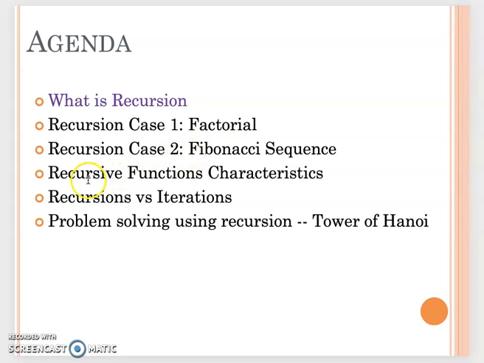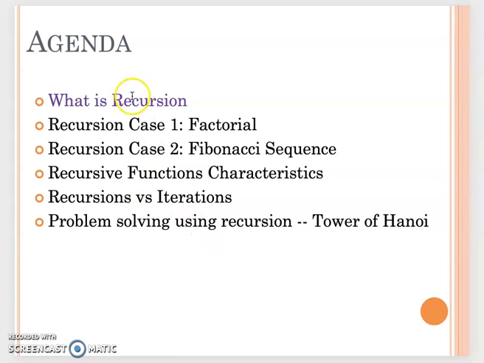So in Wednesday's class, I will continue to review the recursive function characteristics. Usually the problems we solve with a recursive function can be solved using iteration as well. So we will compare the difference between a recursive function and a function using the for loop. And the last one, I will show you a very famous example solved by recursion. That will be the Tower of Hanoi.